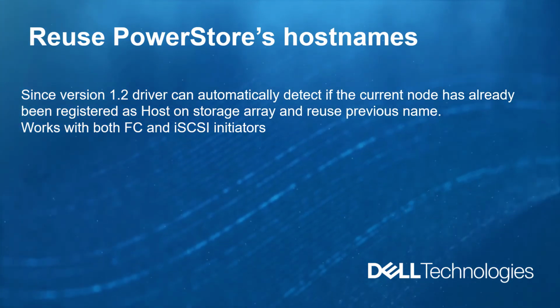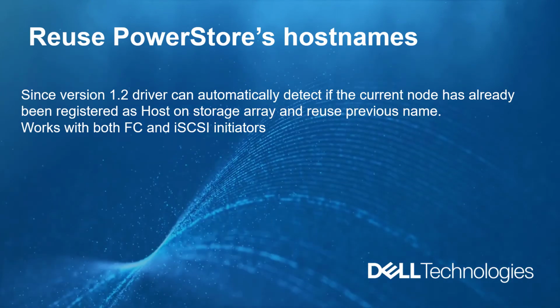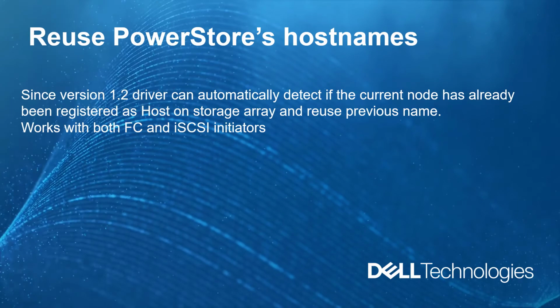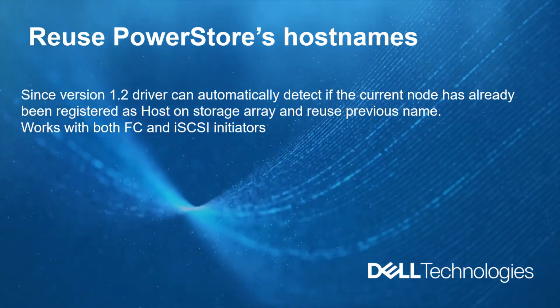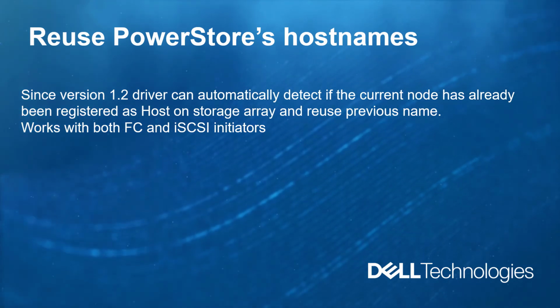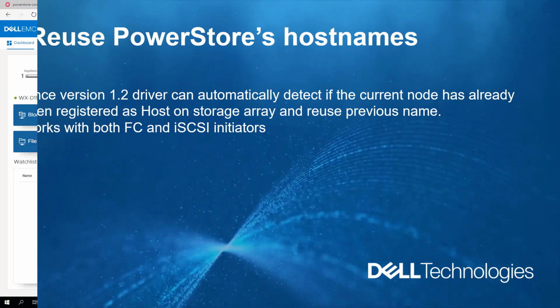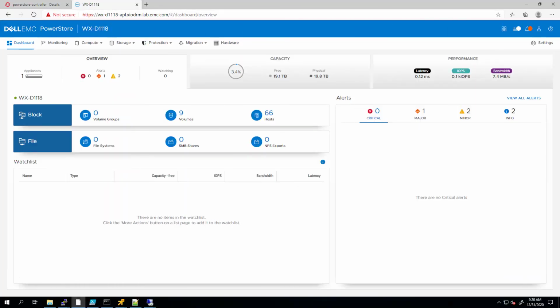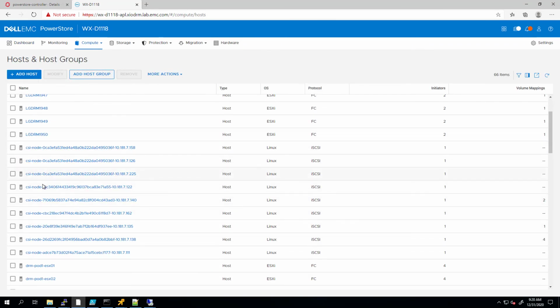Since version 1.2, the driver can automatically detect if the current node has already been registered as a host at the PowerStore array level and reuse previous names instead of failing the deployment. During the CSI driver deployment, the installer checks for each Kubernetes node if the host already exists. If it does, the installer doesn't create a new host and takes the existing name of the host as a node ID for the Kubernetes worker node.